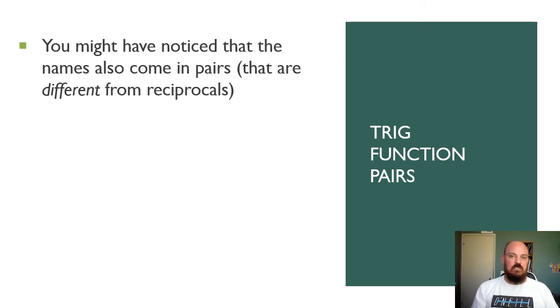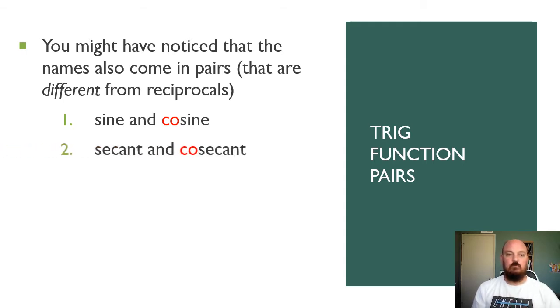So you may have noticed as you were learning the trig functions that the names come in pairs, and they're actually different pairs, except for one that's the same, but two of them are different from the ones we just learned. Now what I mean by the names is that for each of three trig functions, there's a trig function, and then the same thing with the prefix co. So you have sine and cosine. You have secant and cosecant. And you have tangent and cotangent.